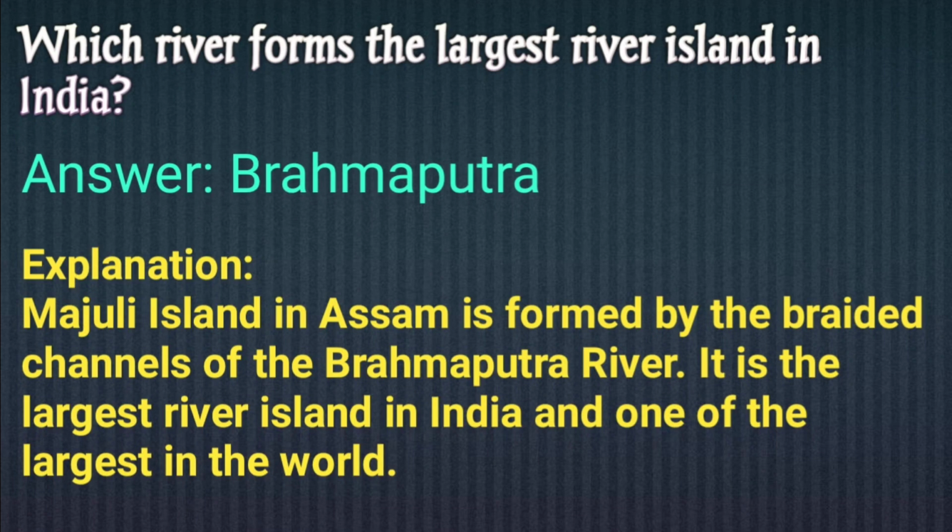Which river forms the largest river island in India? Answer: Brahmaputra. Explanation: Majuli Island in Assam is formed by the braided channels of the Brahmaputra River. It is the largest river island in India and one of the largest in the world.